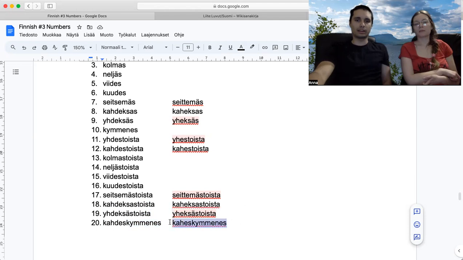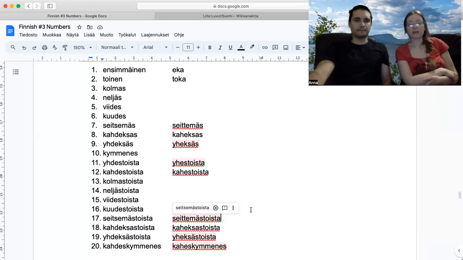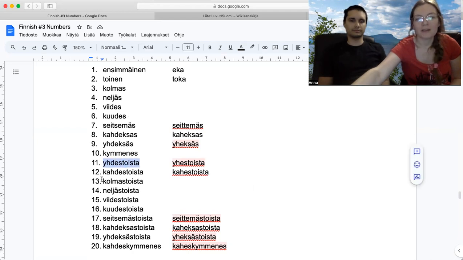So you can see the same pattern here as well. You have to learn from 3rd to 10th, and then from this one forward, it's pretty easy. You have to remember that for 11th and 12th, you have special yhdes and kahdes plus toista. But from the 13th onwards, we have the ordinal number plus toista, 13, 14, 15, and so on.